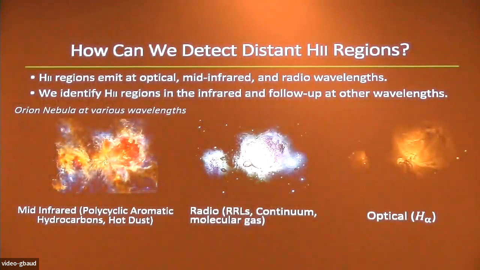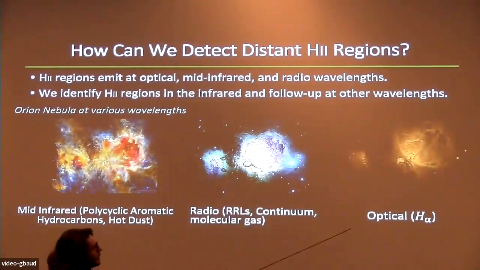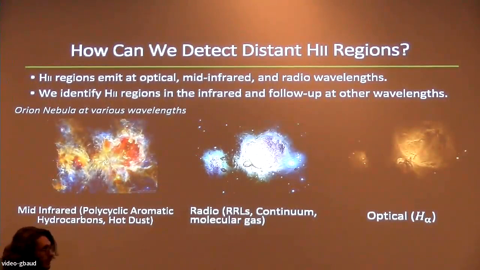As with a lot of things in radio astronomy, we can look at a celestial object at many wavelengths. We're going to use mainly three, at least in my project. Firstly, we find candidate H2 regions with mid-infrared wavelengths, and then we follow up with radio and finally with optical. The point is to find candidates and tell whether they are true H2 regions or planetary nebulae, because it can be both, and we need more wavelengths to be sure whether it is a true one or not.